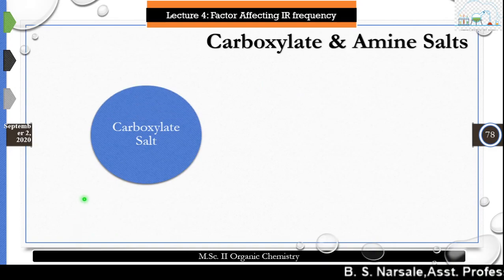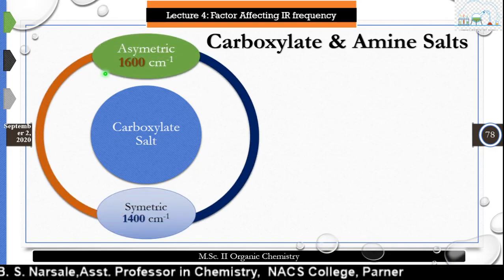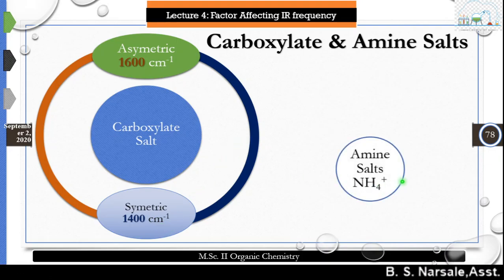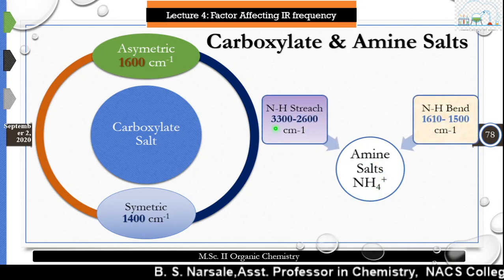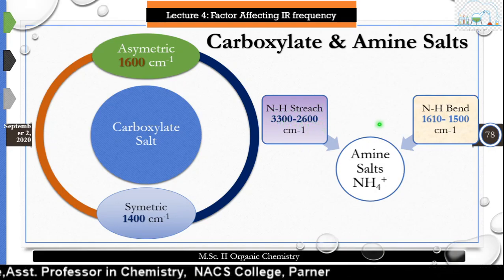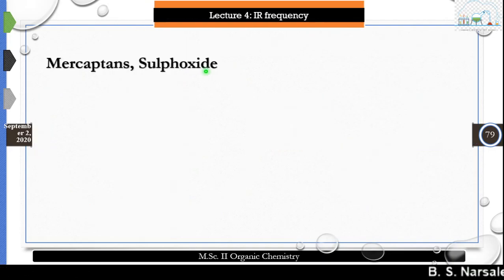Then we look at the carboxylic acid salt and amine salt. In the carboxylic acid salt, an asymmetric stretch will be observed at 1600 centimeter inverse, while the symmetric stretch will be observed at 1400 centimeter inverse. And amine salt, that is quaternary ammonium salt. This amine salt has NH stretching at 3300 to 2600 centimeter inverse, and NH bending is present at 1610 to 1500 centimeter inverse.